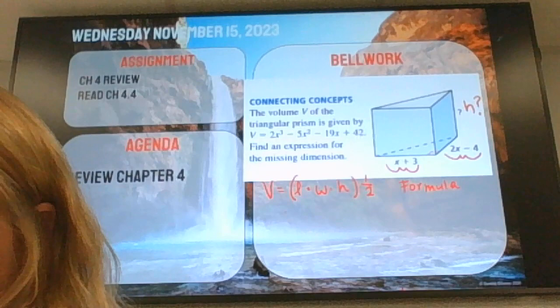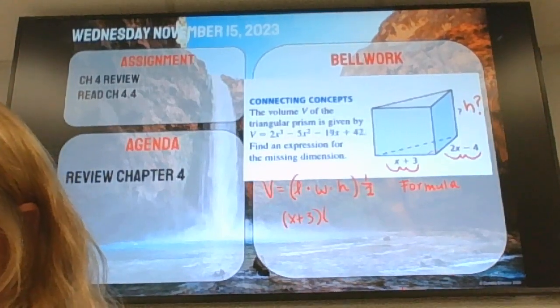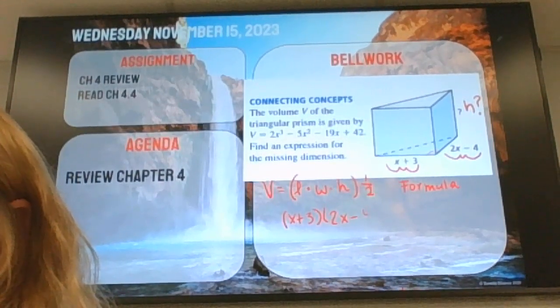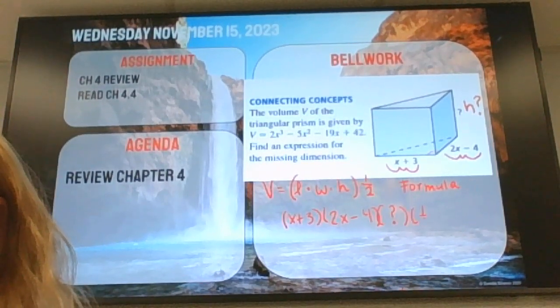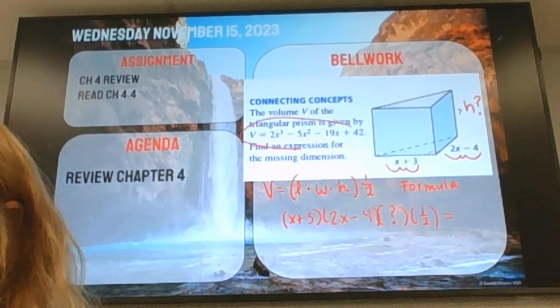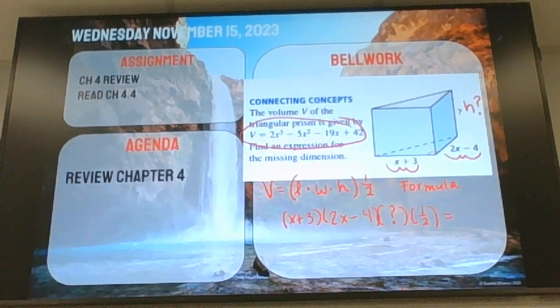Okay, so anyway, so they did x plus 3, 2x minus 4 times some question mark, we don't know, times 1/2, and they got this whole polynomial. So what are we gonna do? What can we do to figure out that third factor? We know two factors. What can we do to find the third factor? There's definitely some division required here.